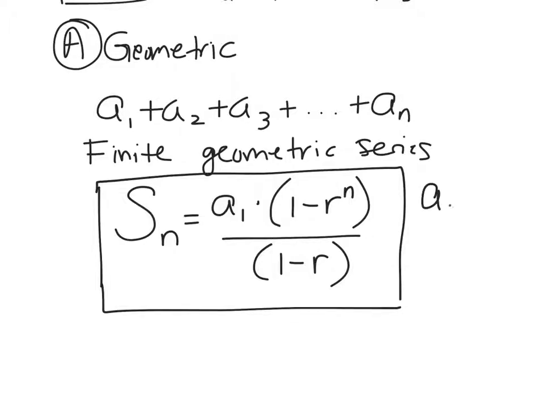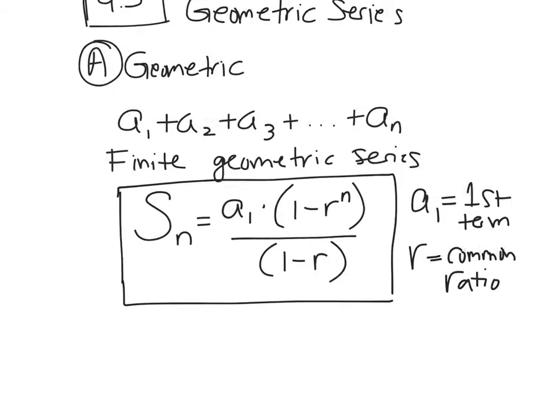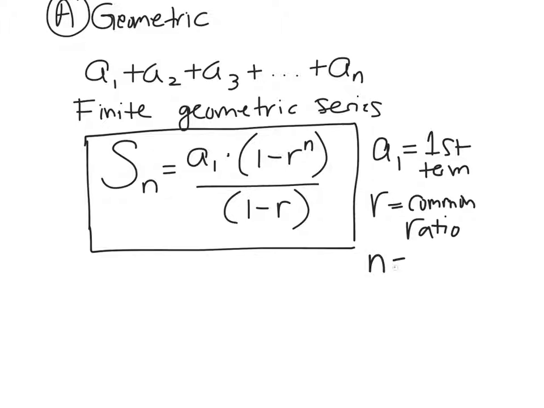You need to know what some things are, though. You need to know that a sub 1 is the first term. You also need to know that r is the common ratio. Remember with the geometric series or sequence, it's a common ratio. It's the number you multiply by each time. And n is the number of terms that you are adding up.